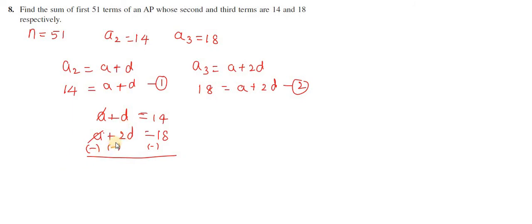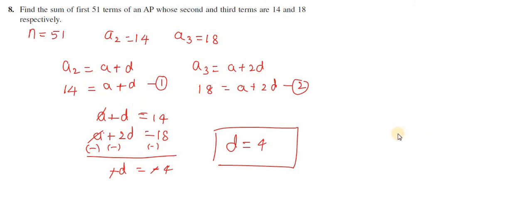So here a and this a get cancelled. Here d minus 2d, 1d minus 2d, that is minus d, which is equal to 18 minus 14, that is minus 4. Minus minus get cancelled, therefore d is equal to 4. We got that d is equal to 4. If d is equal to 4, substitute this d value in either equation 1 or equation 2, you will get the a value.